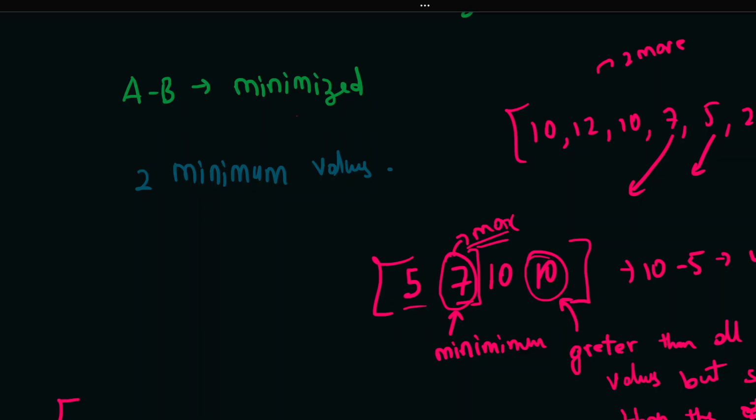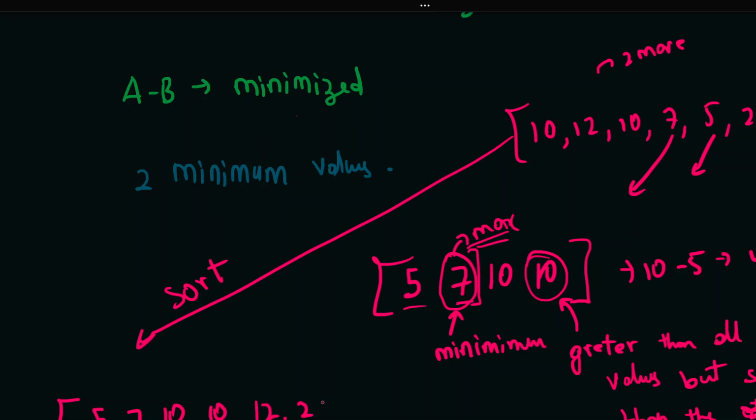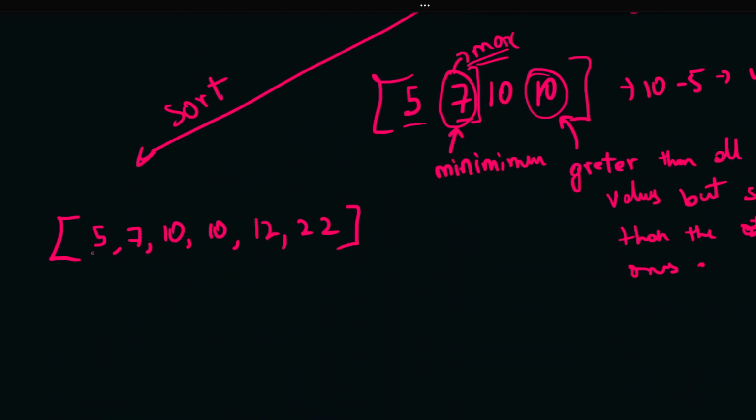So let me give an example here. If I sort this, I'll have 5, I'll have 7, I'll have 10, I'll have 10 again, and then I have 12, and then 22. So let's say I picked these four values, correct? So what will the difference be? 5, right? Suppose I don't pick this 10 and I pick this 12. What is happening? It is increasing again. It will be 7 in this case, maximum minus minimum.